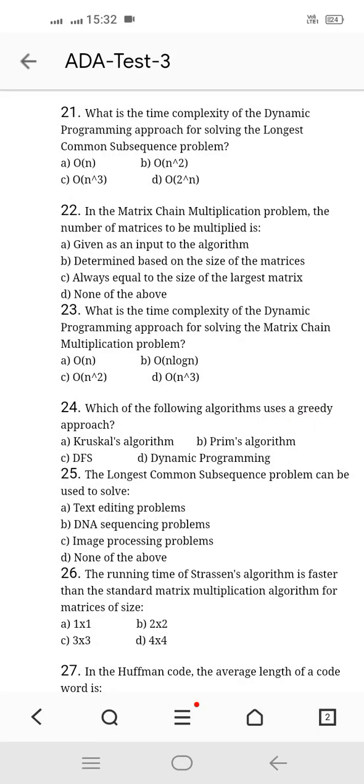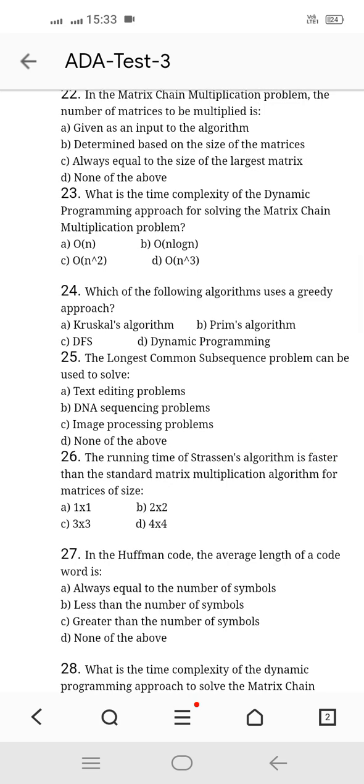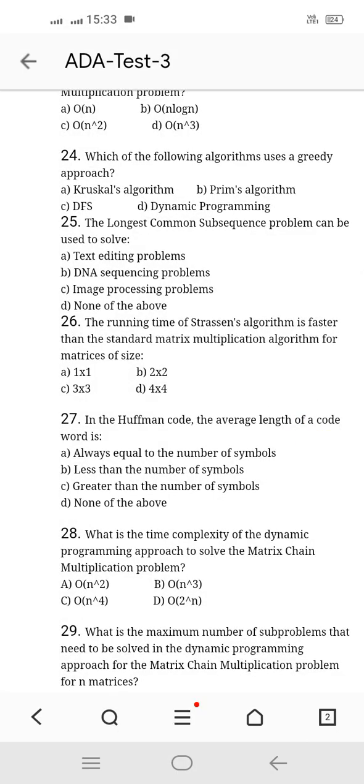22nd, in the matrix chain multiplication problem, the number of matrices to be multiplied is option A, given as an input to the algorithm. 23rd, what is the time complexity of the dynamic programming approach for solving the matrix chain multiplication problem? Option D, order of n cube. 24, which of the following algorithm uses a greedy approach? Option A, Kruskal's algorithm. 25, the longest common subsequence problem can be used to solve option B, DNA sequencing problem.